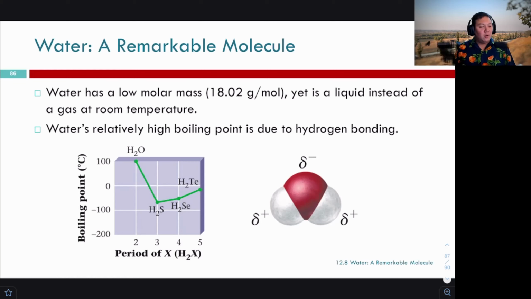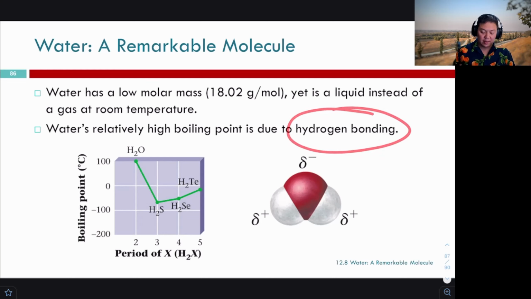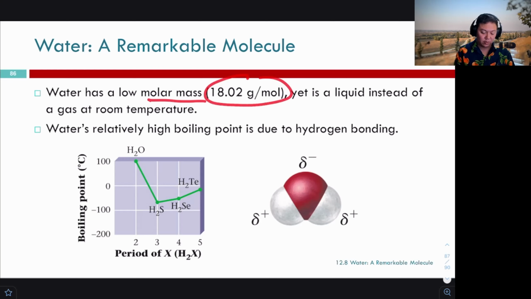We're going to talk about water. Water is a fairly special molecule. A lot of the reason is because of the hydrogen bonding. Again, each water molecule can basically do 2 hydrogen bonds. So water has a low molar mass, 18.02, yet it's a liquid at room temperature instead of a gas.